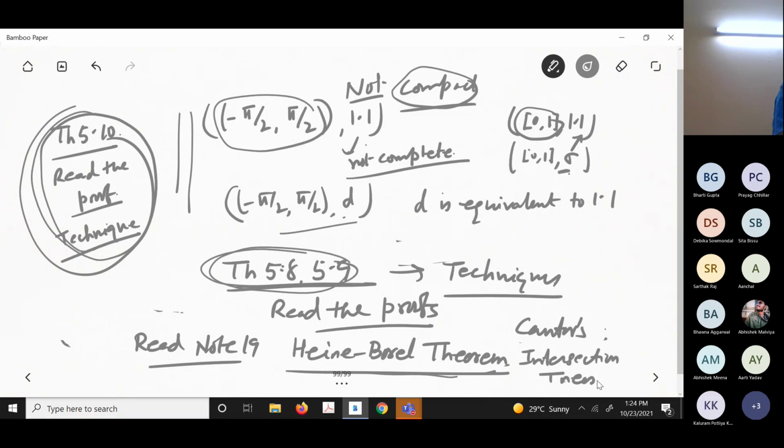So Monday, of course, I will take the class. Monday is October 25. I'll take the class around 12 noon. Again, this time I'll start at 12 noon. So this is very important: the Heine-Borel theorem, note 19, I'll do that.